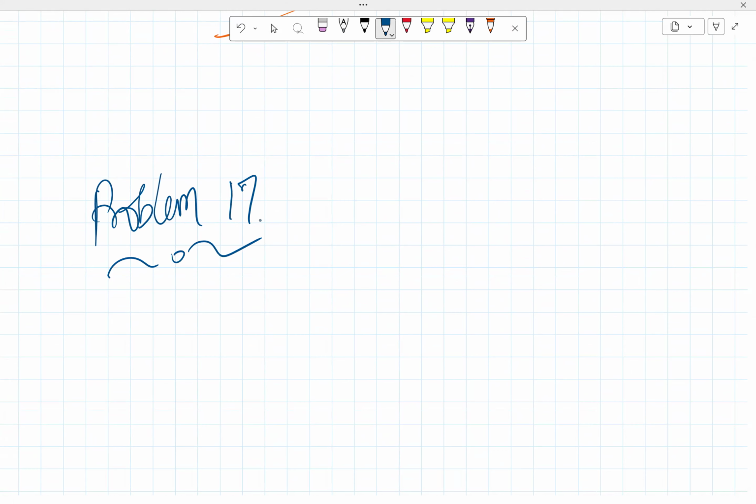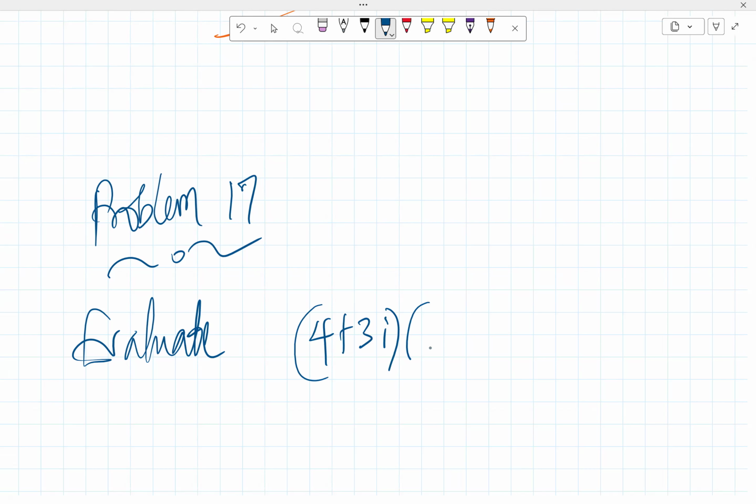Problem 17. Evaluate 4 plus 3i into 4 minus 3i, all over 1 plus i all squared.